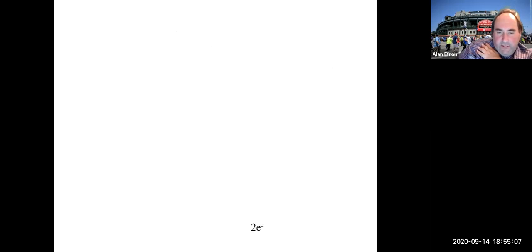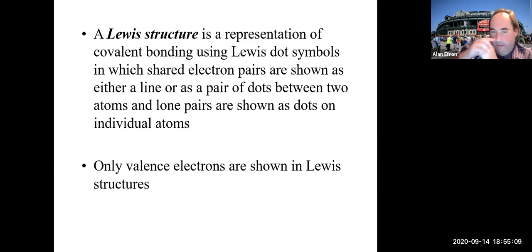So a Lewis structure is showing those bonding and non-bonding electrons. Again, only the valence electrons are shown, as they are the only ones that are involved in bonding. And again, you could show the bonding electrons with a line or dots. I personally use lines, but you can use dots if you want. But you should show, again, all the bonding electrons and the non-bonding electrons. And we will stop there for lecture for today.